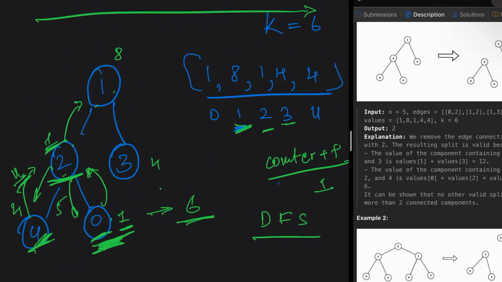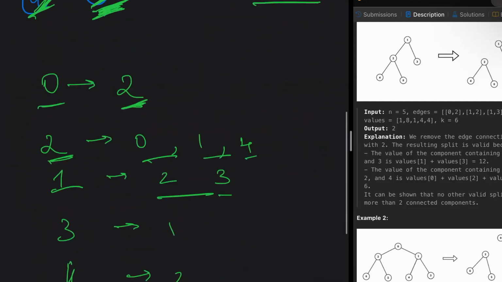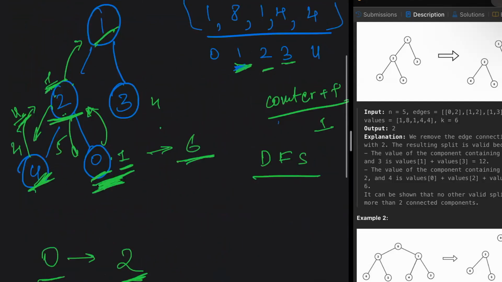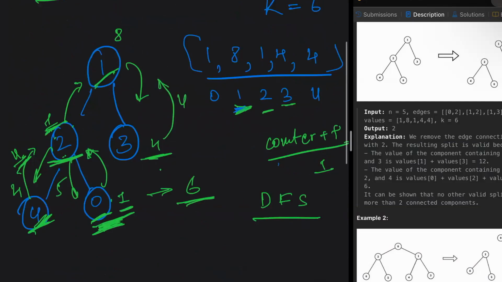So 2 has also called 1. So 1 is there. So 1 has 8 value. So 1 also has child as 2 and 3. So 2 is already the parent node, so we wouldn't go back. We'll call 3 and 4. 3 has a value of 4. 3 does not have anyone else. So it just returns 4 back, and 1 adds the 8 to itself.